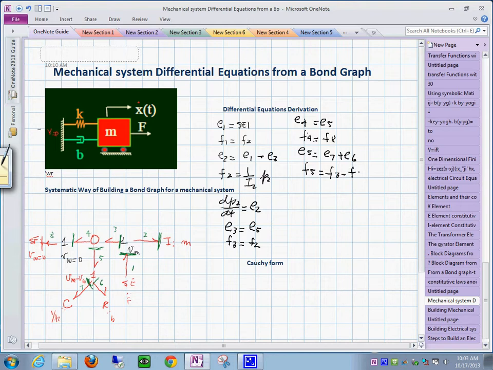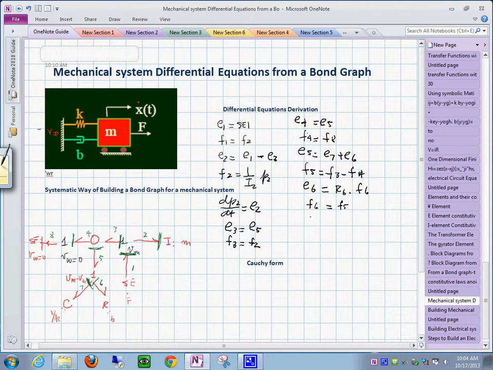See, I'm using the zeros and ones and the individual constitutive equations. That's why we practiced that before this. So we have E5, then we have E sub 6 is equal to R sub 6 times F sub 6. What is F sub 6? It is equal to F sub 5.